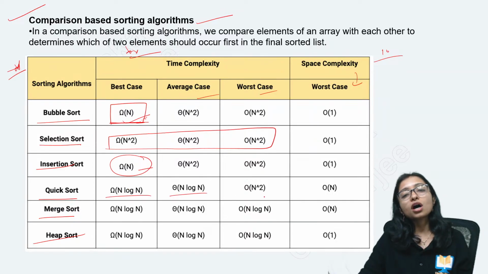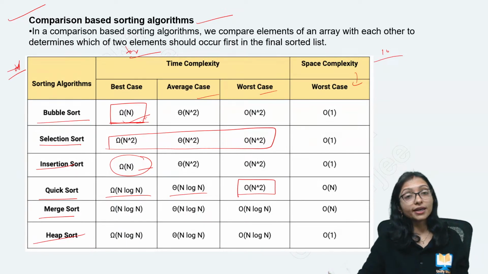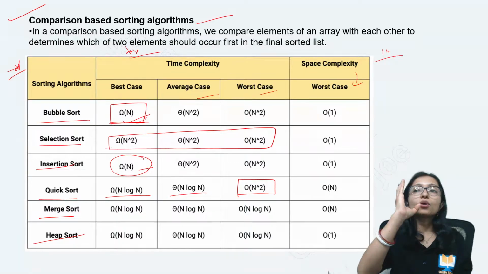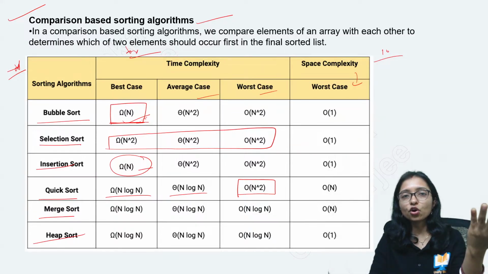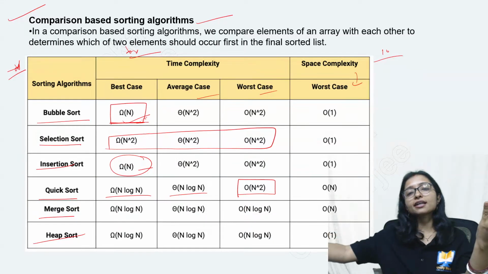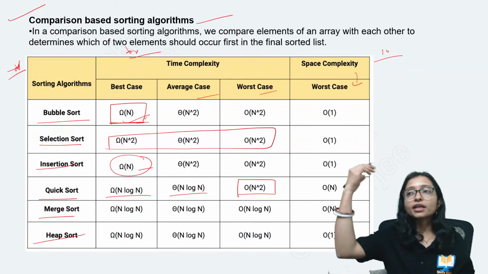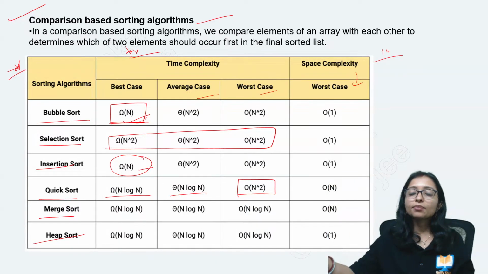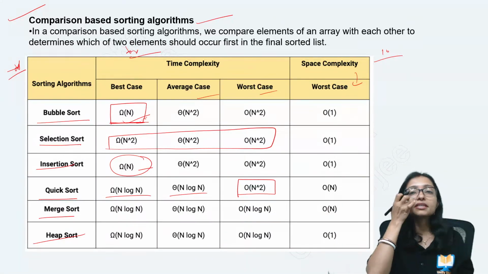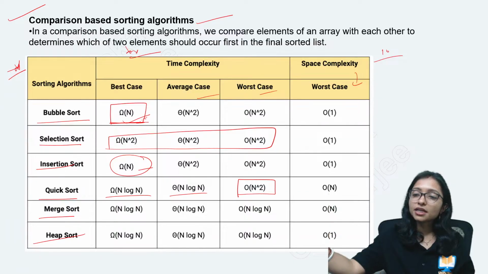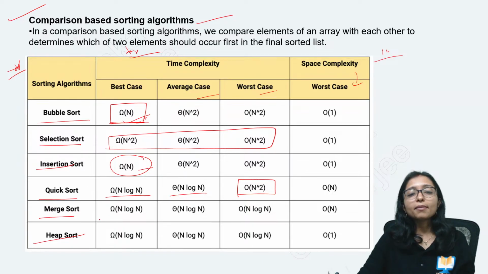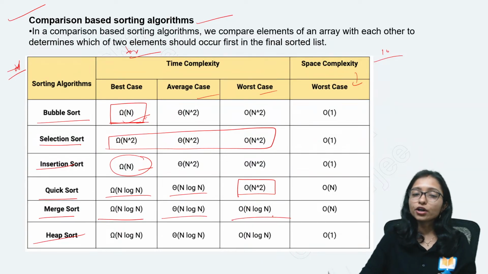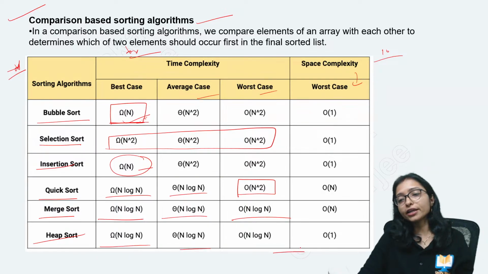Quick sort, best case and average case are n log n, but worst case is n square. Why? Because whenever the pivot element is on one side, like in the left hand side only the pivot element and all the right hand side elements are n minus 1, or the pivot element is greater than all other elements. In this situation, one side there will be one element, the other side n minus 1 elements. That's why the worst case is n square, but merge sort is n log n, n log n, n log n. Heap sort is also n log n, n log n, n log n.